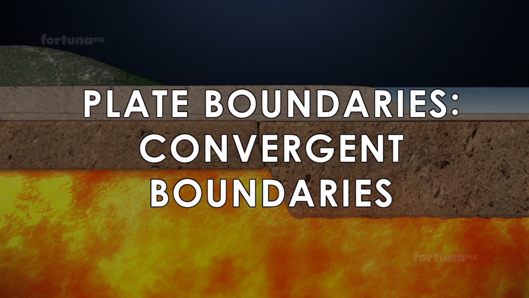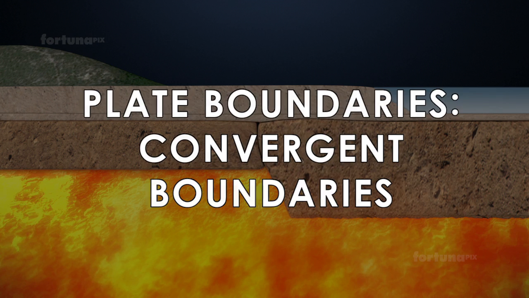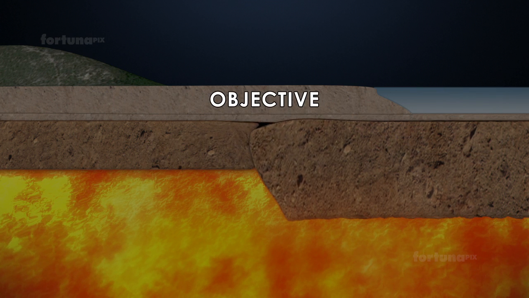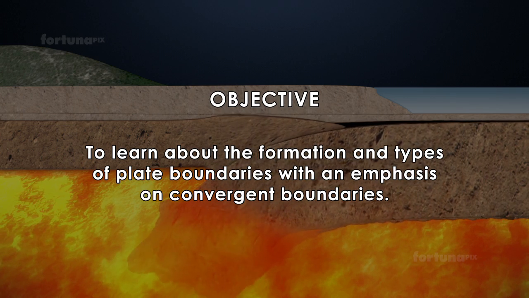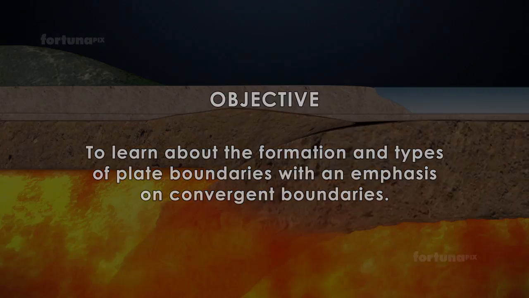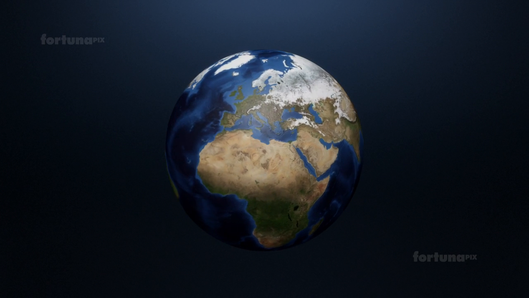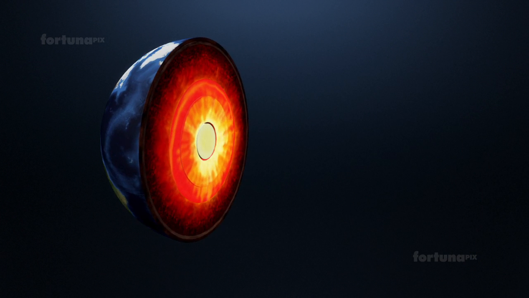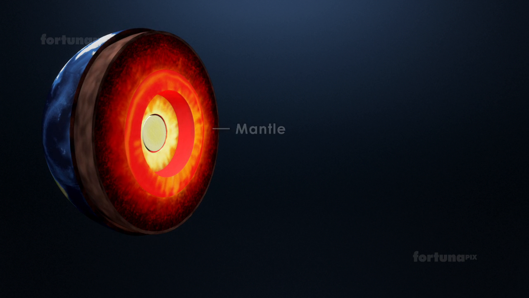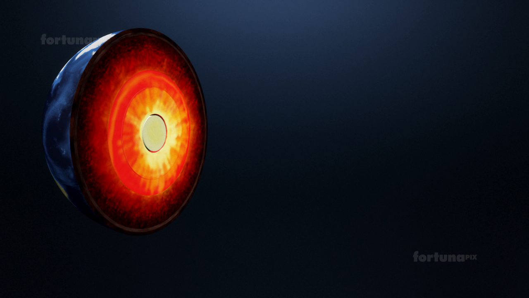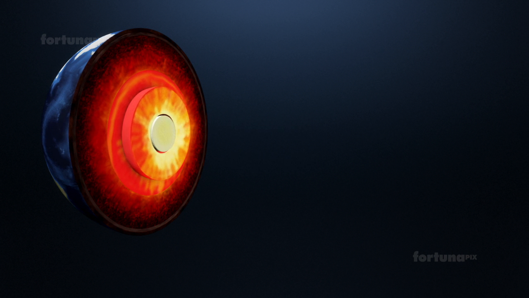Plate boundaries, convergent boundaries. Objective: to learn about the formation and types of plate boundaries with an emphasis on convergent boundaries. Our Earth is composed of 4 layers: the outermost region, which is the crust, the middle region, which is the mantle, and at the center, the inner and outer core.